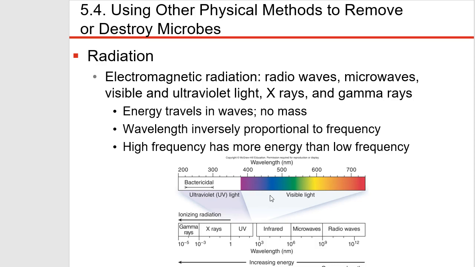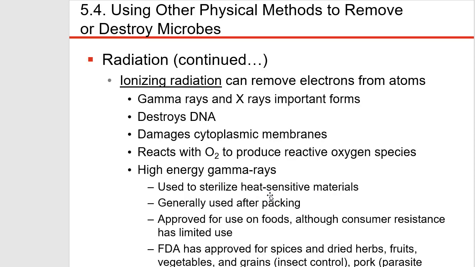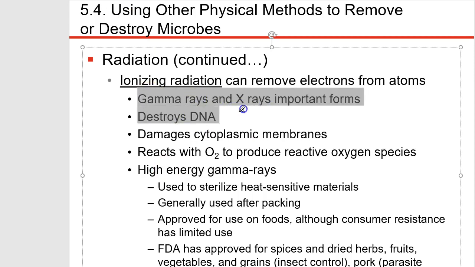Now we know the DNA is one of the most important parts of the cell. That's where we get the information to continue to replicate and carry out the necessary functions. So again, ionizing radiation: gamma rays and X-rays. We need to know that it deals with gamma rays and X-rays, and it destroys DNA. Very, very important.